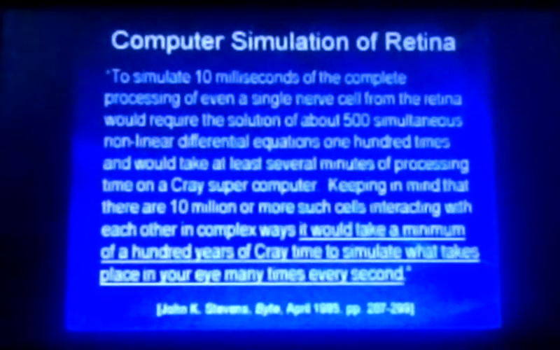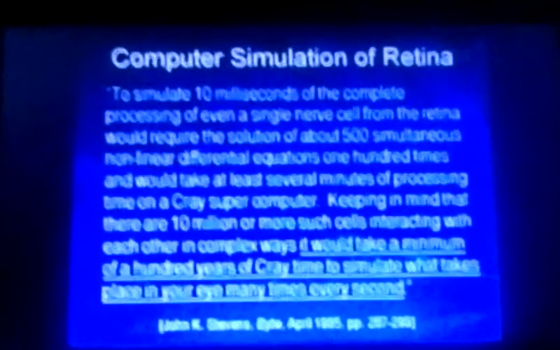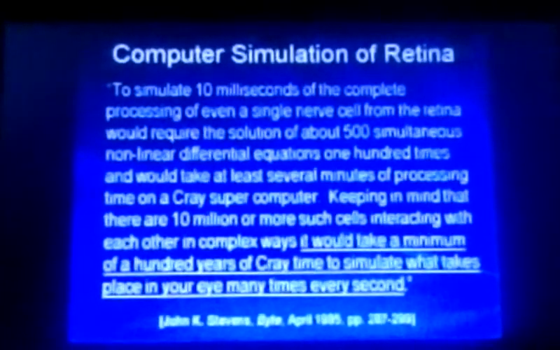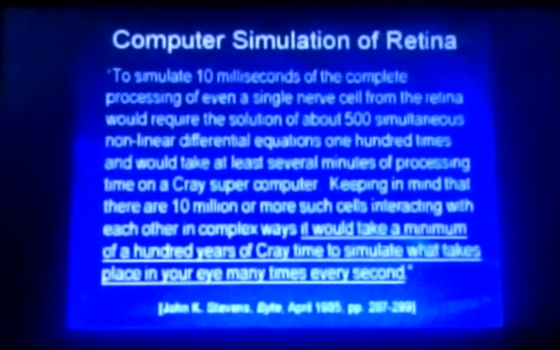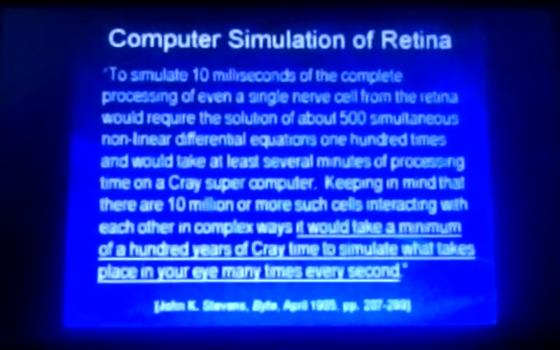This computer is so big and so expensive, the Cray company doesn't own one of their own computers. Government buys it. He says, keeping in mind that there are 10 million or more such cells interacting with each other in complicated ways, it would take a minimum of 100 years of Cray time to simulate what takes place in your eye many times every second. What do you figure? Chance on that one?